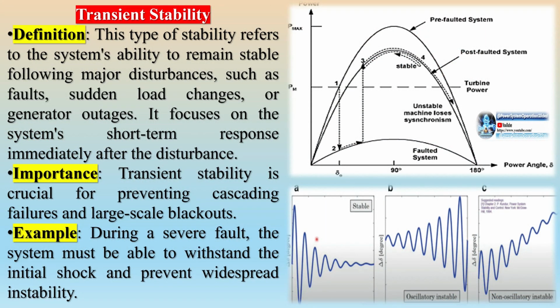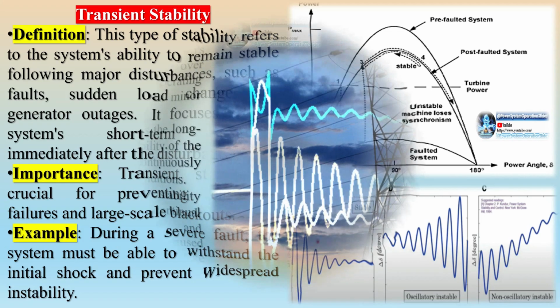Types of stability: steady state stability. This refers to the power system's ability to return to a state of equilibrium after experiencing small, gradual disturbances, such as minor changes in load or generation. Steady state stability ensures that the system can handle everyday fluctuations without causing significant disruptions. Example: if a small load is added or removed from the system, steady state stability ensures that the system can adjust and return to normal operation smoothly.